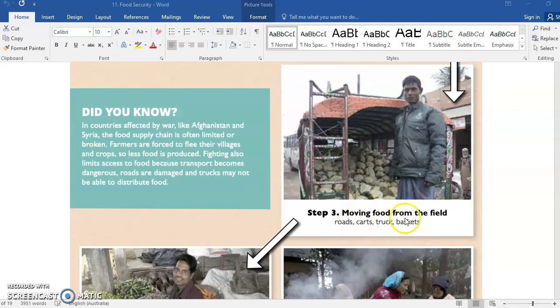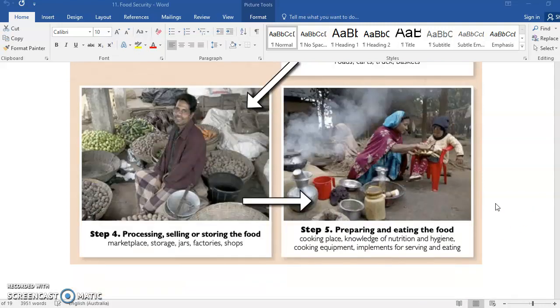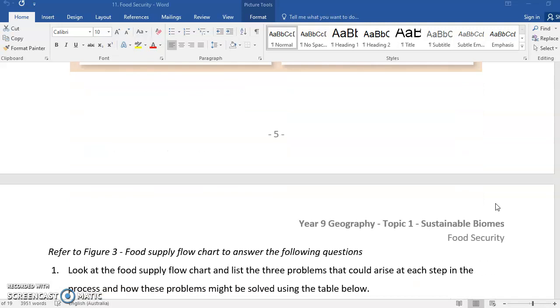Then you've got the moving of the food from the field. So maybe it's harvested and then put in a truck and moved to a different location. You then got processing or selling or storing of the food. Sometimes it's sold at marketplaces or it's put in storage jars or factories. And last but not least, you've got preparing and eating the food. That's what we do in our home environments. So that's page 5.